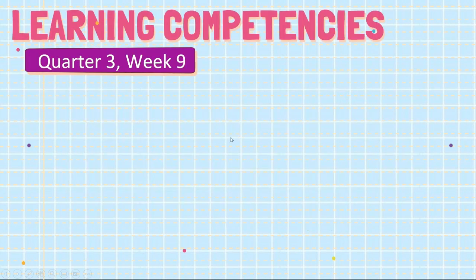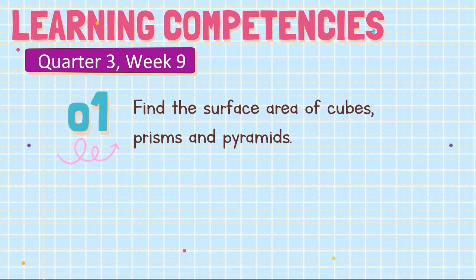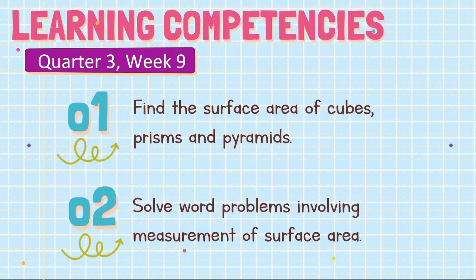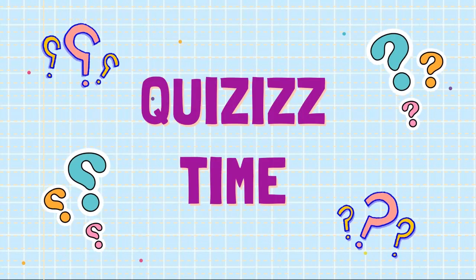So we are now in Quarter 3, Week number 9, our learning competencies. At the end of the lesson, you're going to find the surface area of the cube, prism, and pyramid. And also, you're going to find and solve problems involving measurement of the surface area. Now, let's have the quizzes time.